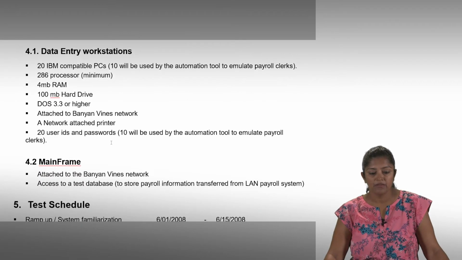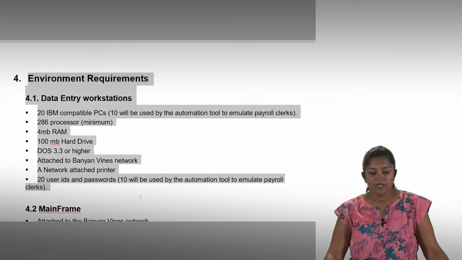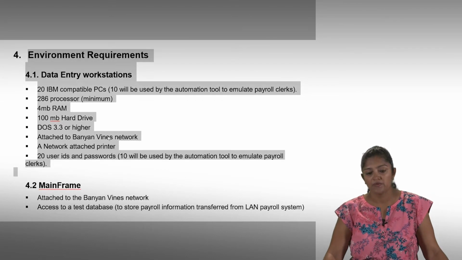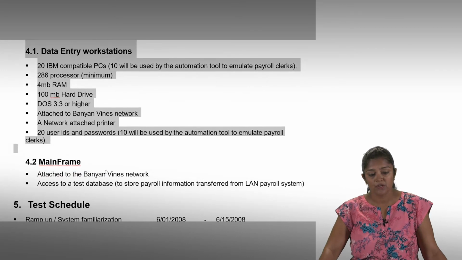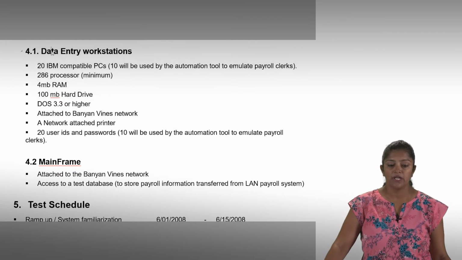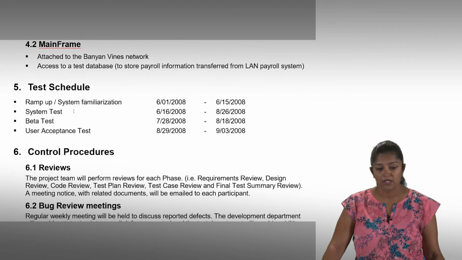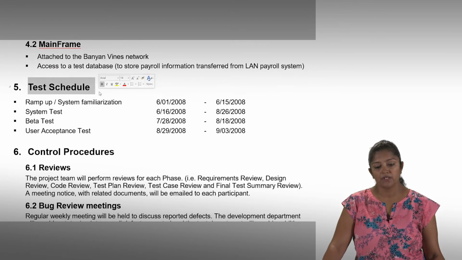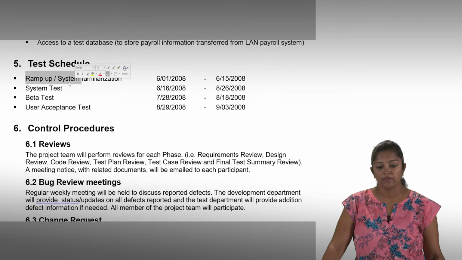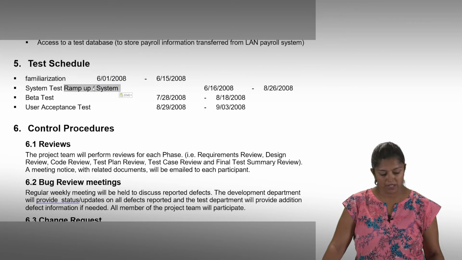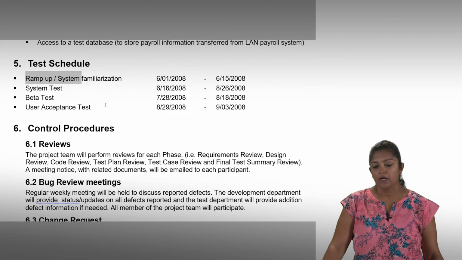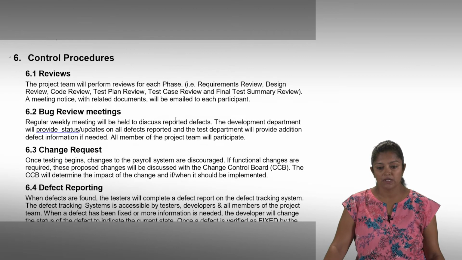Then, like I mentioned, the environment requirements. So basically any specific requirements for the workstations that will be used for the testing, all of that should be listed here. So here for the data entry, they have some specific requirements for the workstation, so that's listed. Section 5 is about the test schedule. So this is where you have the different types of tests, and the timeline for each of them is listed out. So that's again pretty straightforward.